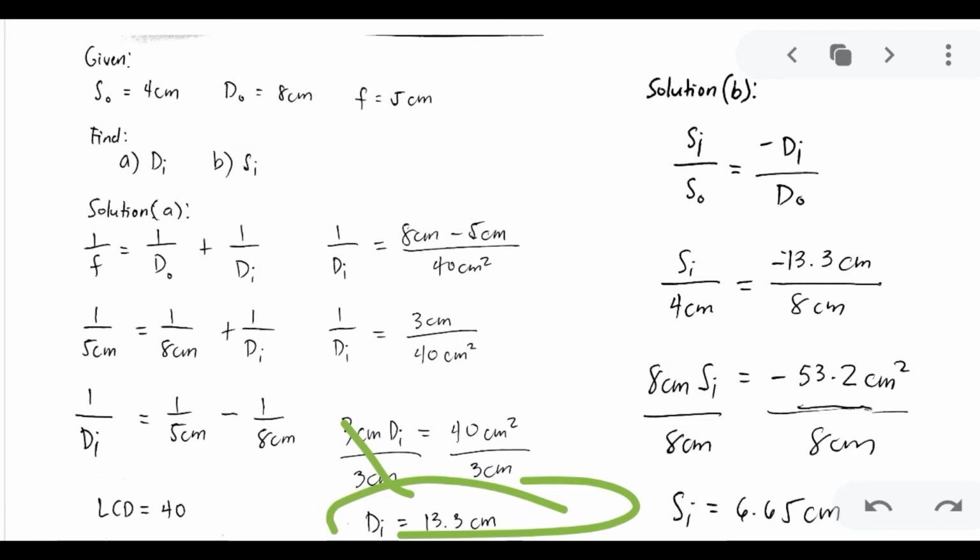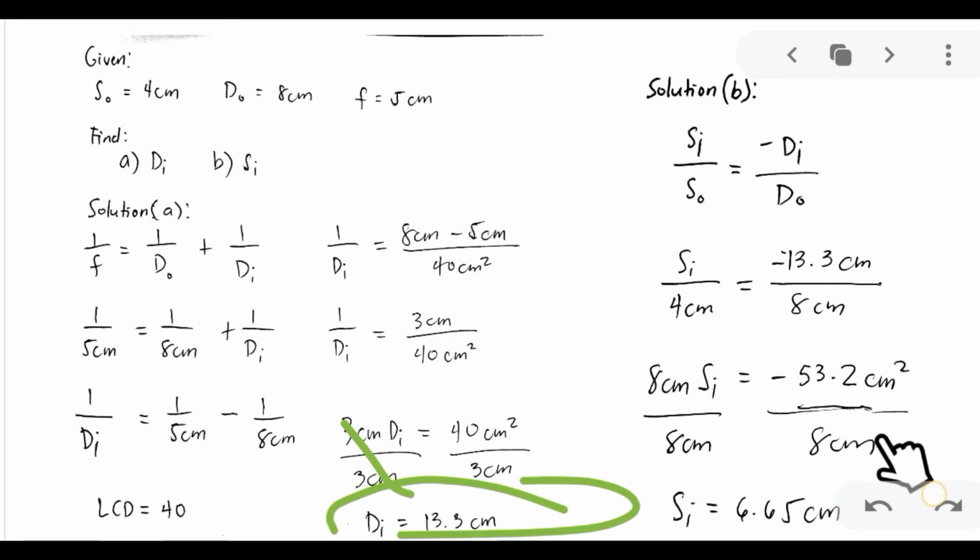So you will have here SI, or size of the image, the variable, multiplied to 8 cm, you will have 8 cm SI. And then the next thing is 4 cm times negative 13.3 cm, you will have negative 53.2 centimeters squared. Then divide both sides by 8 centimeters, so you can cancel this one here, and then you will be left with the size image variable.